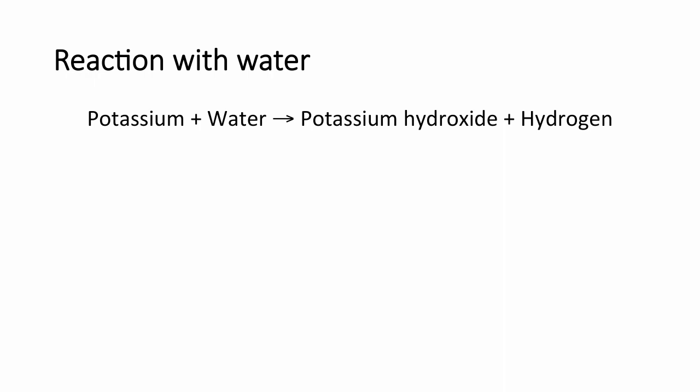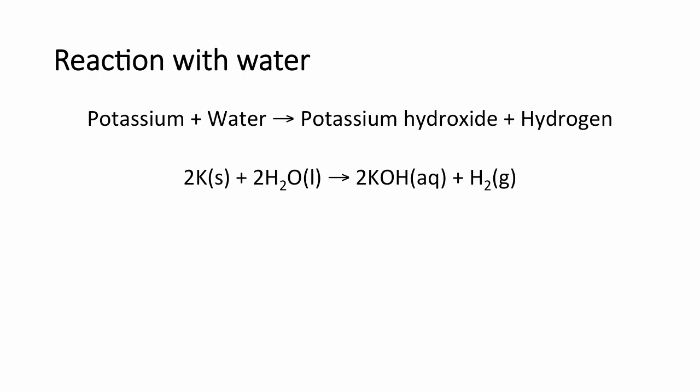You need to be able to write word and symbol equations with metals with water. For example, potassium plus water makes potassium hydroxide and hydrogen. The symbol equation for this is 2 moles of potassium, symbol K, reacts with 2 moles of water, H2O, to form 2 moles of potassium hydroxide and 1 mole of hydrogen gas. In this process, the potassium metal loses an electron to form potassium ions. Since the potassium has lost an electron, the potassium metal has been oxidized.